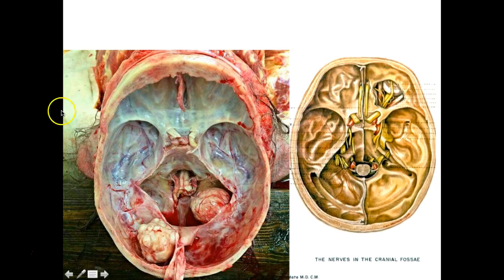So this image, sorry it's a little bloody here, it's the only one I could find that truly represented what your cadaver looked like when you looked into the cranium. So I wanted to kind of give you an idea where these cranial nerves are found. So here's my little box that I always talk about.